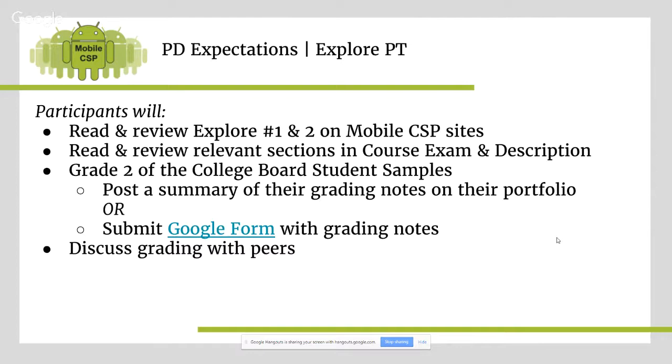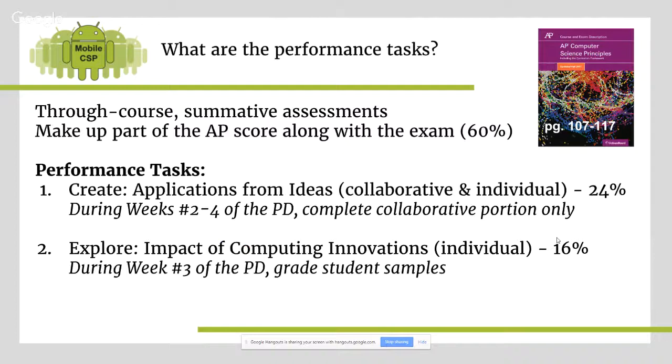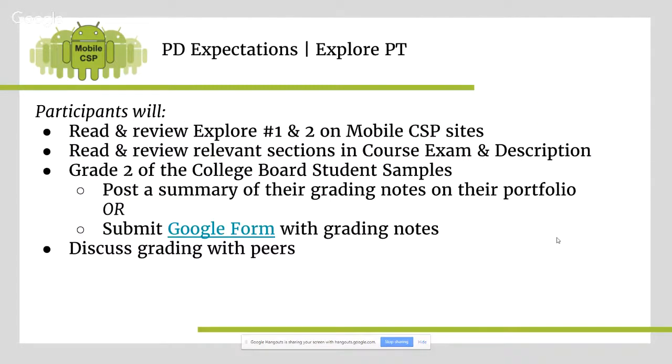We're asking you also to review the course and exam description booklet. So the slide before this has the booklet, the purple booklet. Everyone should have received that. So pages 107 to 117 has the breakdown of the task. This slide just gives a quick overview and the percentages that each of them count for. You want to make sure you're reviewing those pages in the booklet and understanding the guidelines for the students, as well as your guidelines as a teacher.